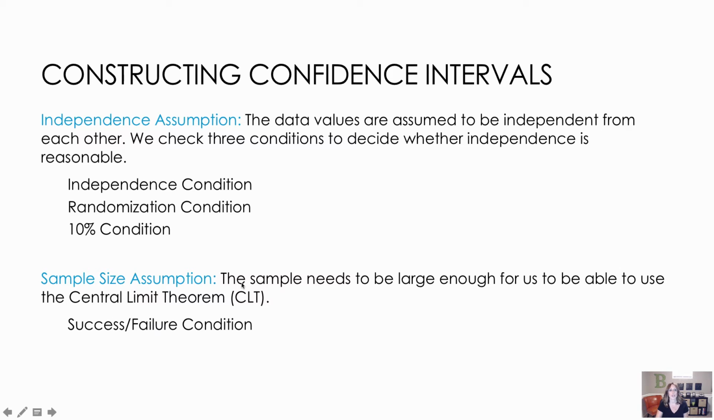So for proportions, these are what I'm going to be checking. I need my values to be independent. For that, I'm going to check independence, whether or not one thing is related to the other. Check randomization, if my data were collected randomly. And then the 10% condition, which is less than 10% of the population. And then the sample size assumption is the success-fail condition. So we need to make sure that we've got enough values for the central limit theorem to apply. For us to be able to use that, we need to make sure it's large enough.